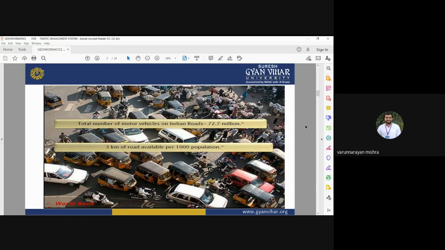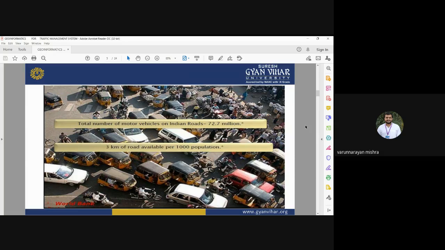Okay, so right now, as per World Bank data, the total number of motor vehicles on Indian roads is about 72.7 million. It is also reported that there are 3 kilometers of road available per 1,000 population. So you can see how dense the population in India is, and we have only 3 kilometers of road available per 1,000 population. It means for every 1,000 persons, there are only 3 kilometers of roads. So it's obvious that we are facing a major traffic problem in most cities in India, because roads are very few and population is increasing day by day.